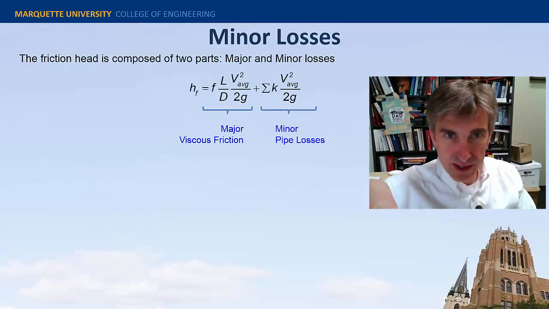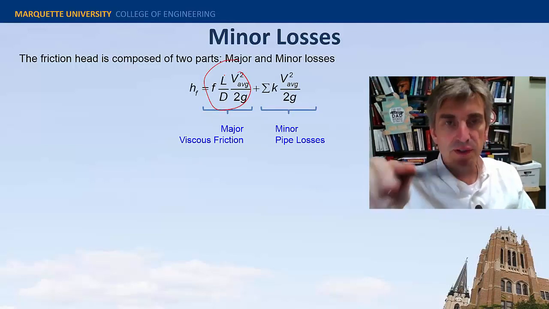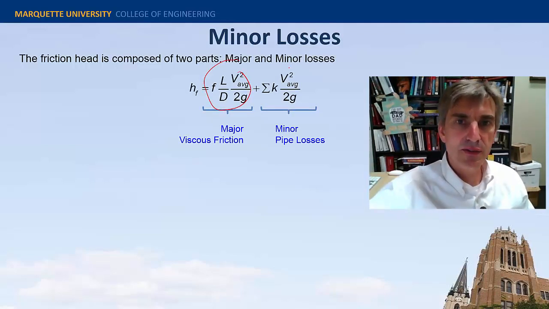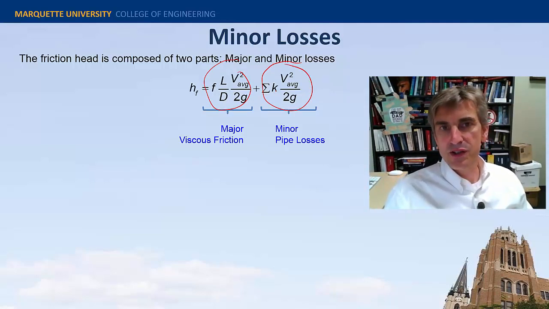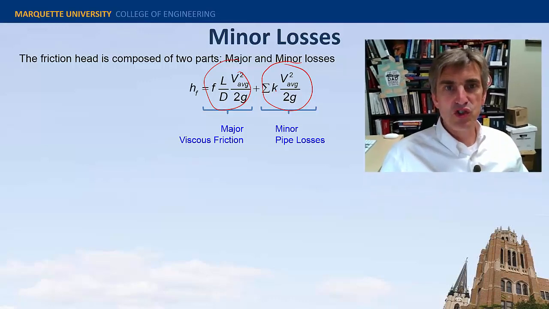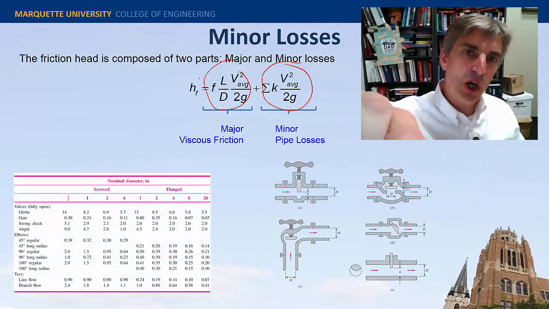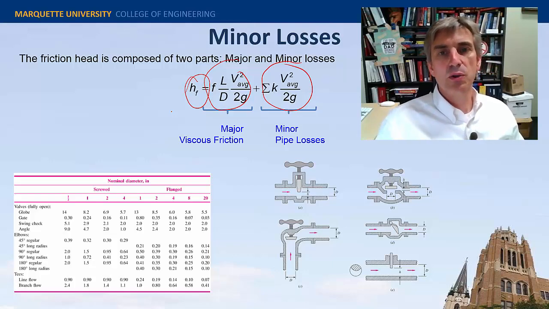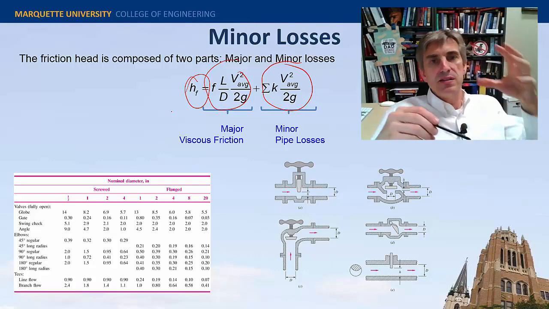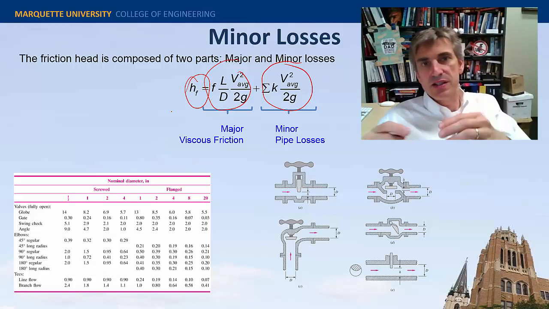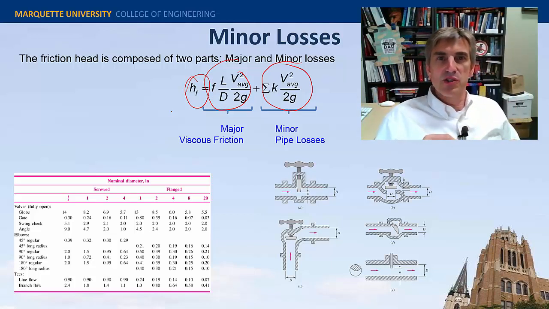So last time we talked about the major losses and Darcy friction factor and whatnot. And the minor losses, if you recall, can be expressed in this way: the sum of the minor loss coefficients times the average velocity in the pipe squared divided by 2g. And that adds to the total friction head loss. The way you got this was you counted up all of the bends and the valves in the system, and that's what the minor losses are.